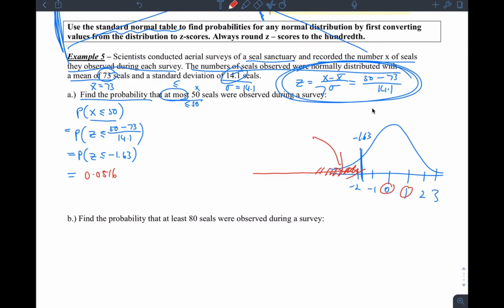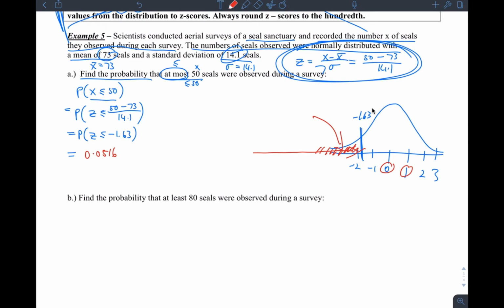So hopefully that makes sense to you. Again, I'll show you the commands in your calculator again. So here's another question. Find the probability that at least 80 seals were observed. So at least means greater or equal. Okay, so this is the question. From the original distribution, what's the probability that x is greater or equal to 80?